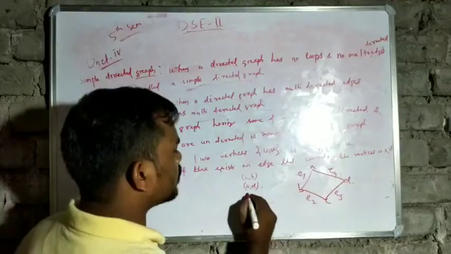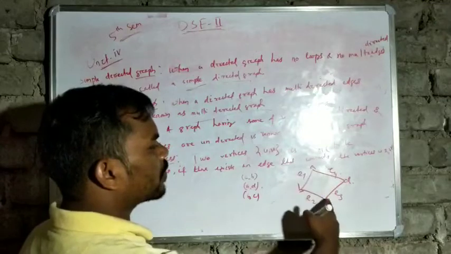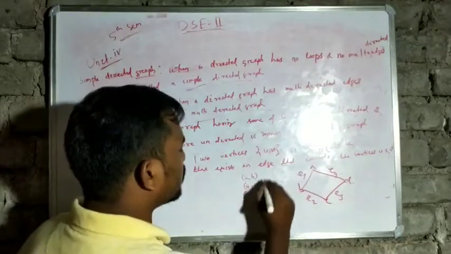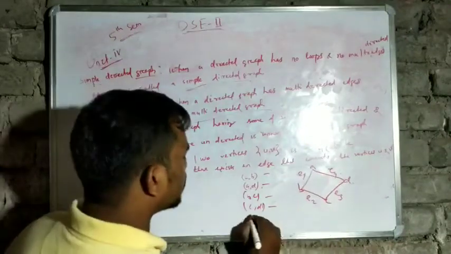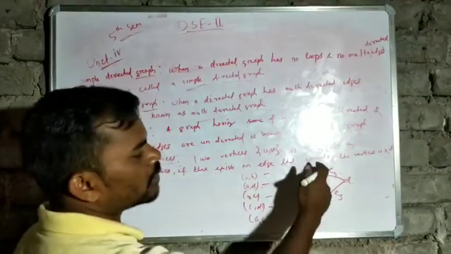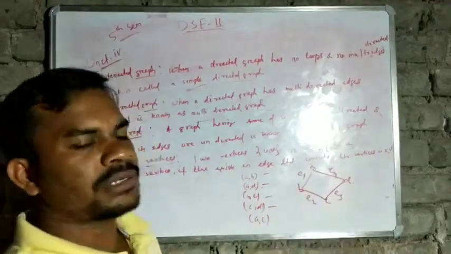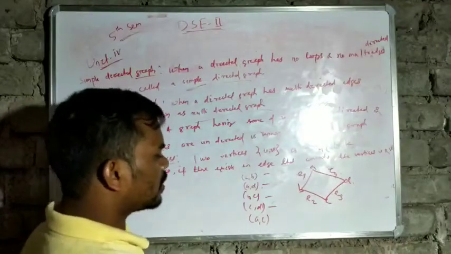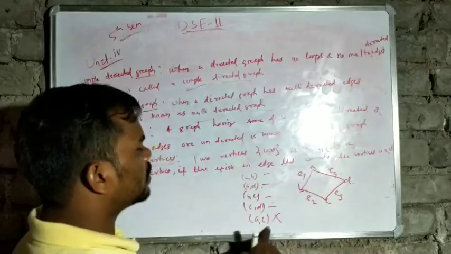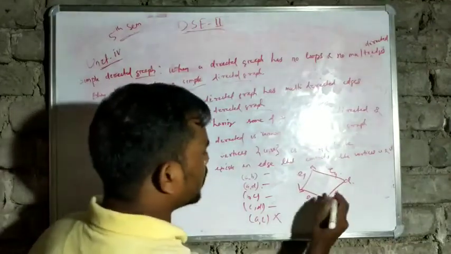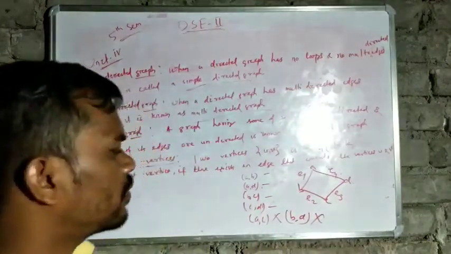But BC is an adjacent pair. Similarly, CD are adjacent pairs, but AC is not an adjacent pair because there are no edges between these two vertices A and C. There is no edge that connects the vertices A to C, so they are not adjacent vertices. Similarly, BD is also not an adjacent pair of vertices.